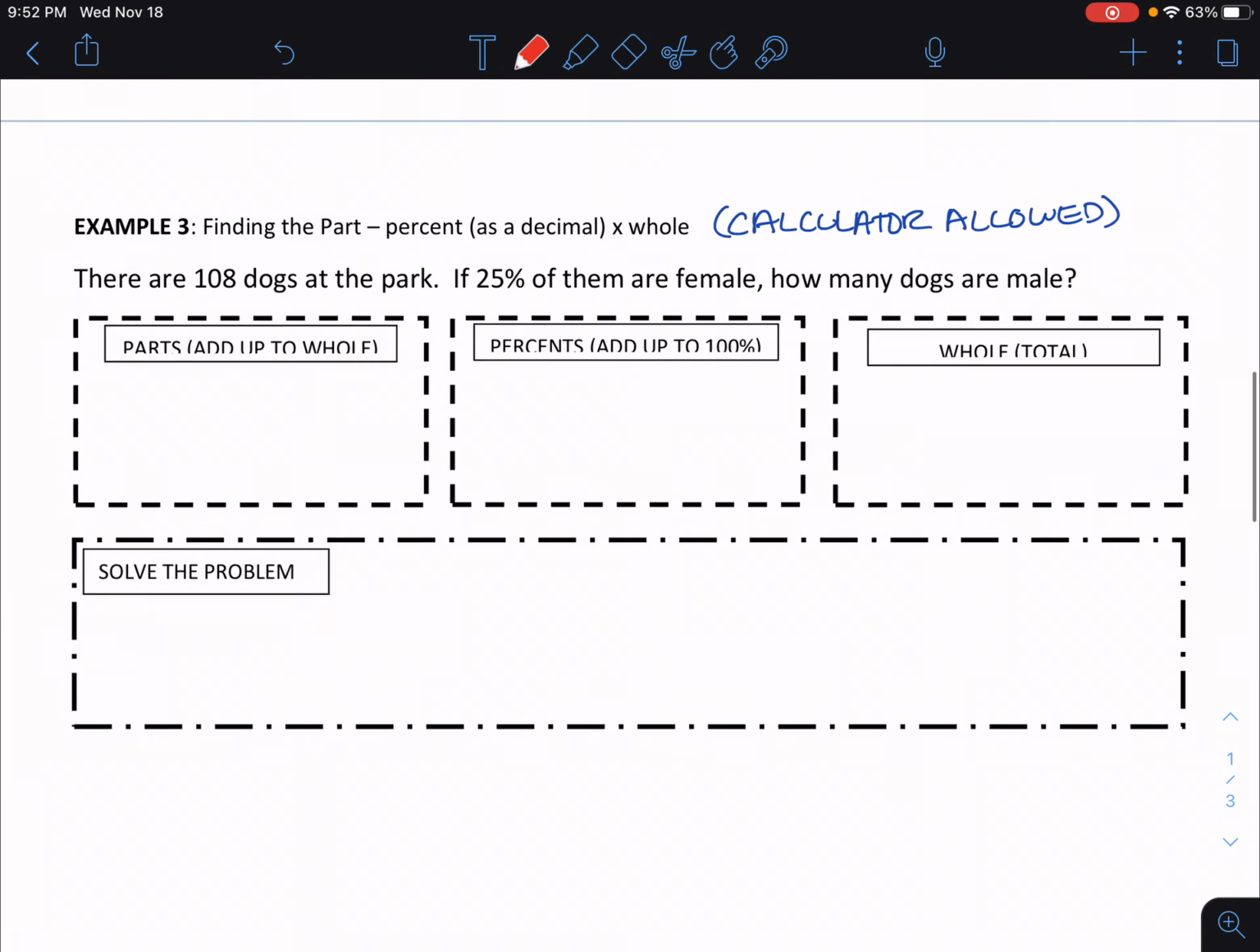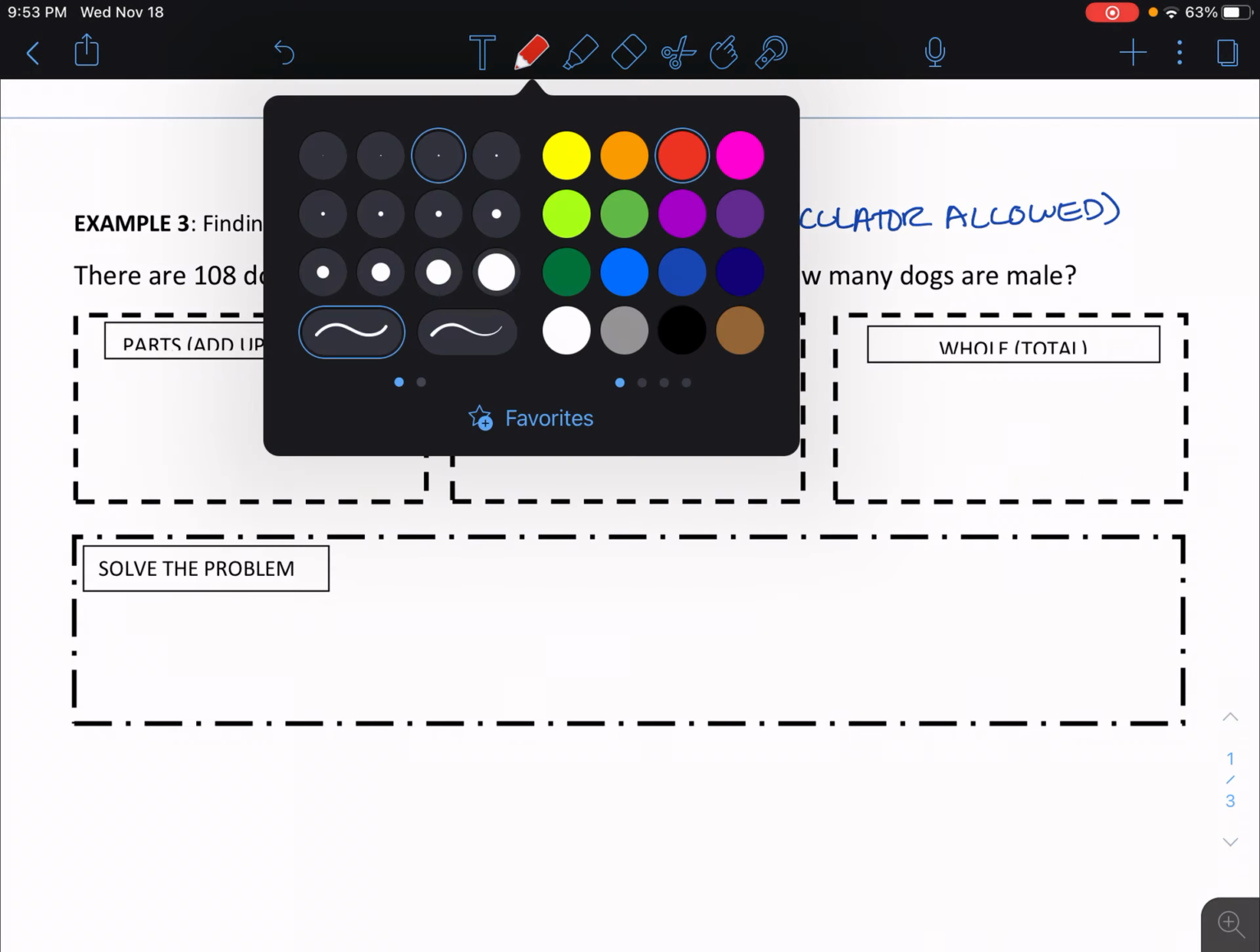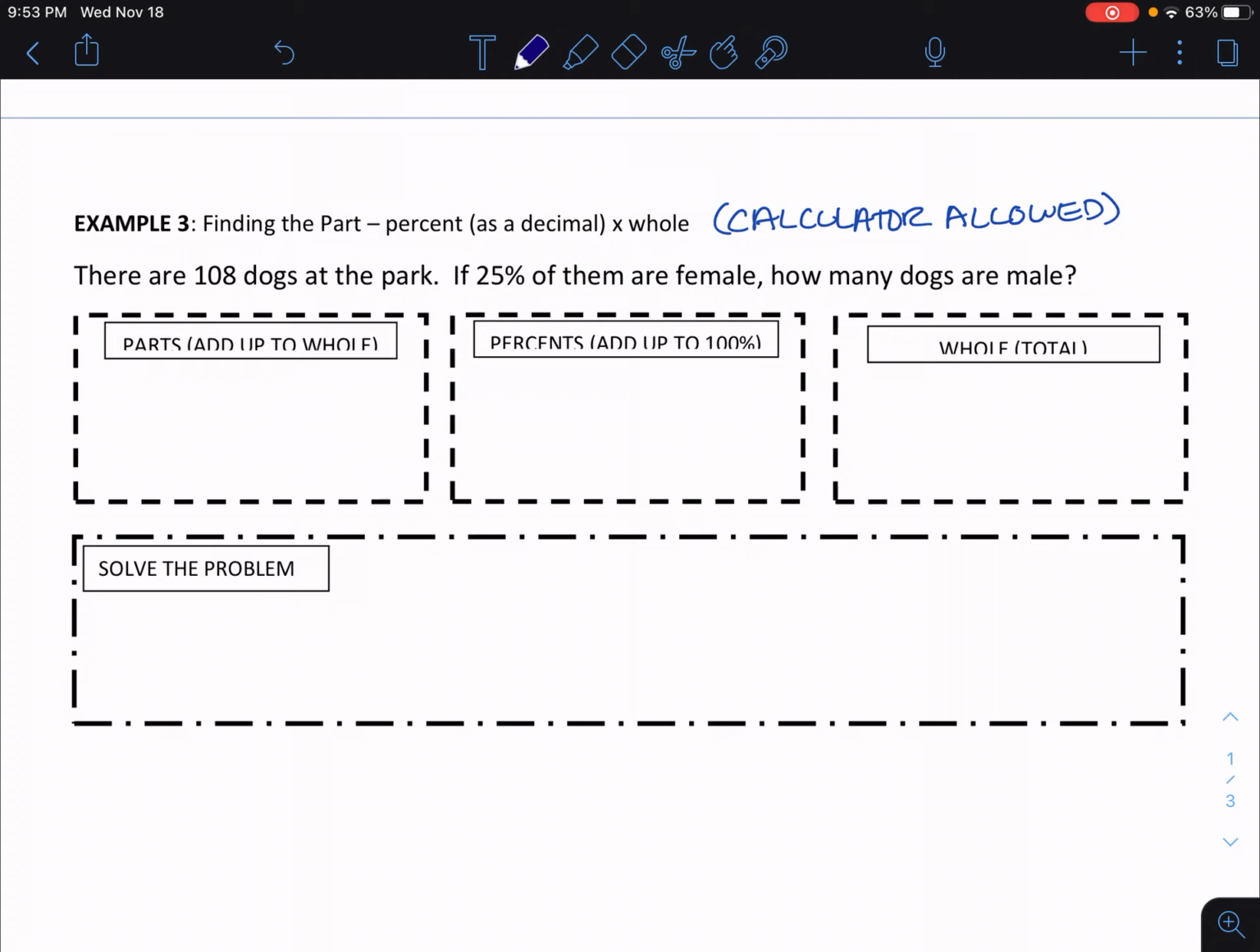Example 3 is about finding the part. So we're going to do the percent as a decimal times the whole. This question says there are 108 dogs at the park. If 25% of them are female, how many of the dogs are male? So I've got males and females. So males and females. And then I've got total dogs.